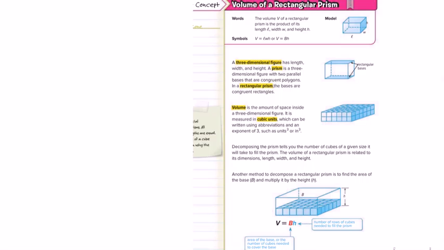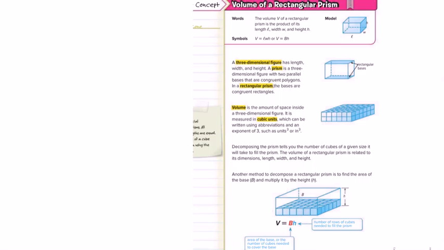Decomposing the prism tells you the number of cubes of a given size it will take to fill the prism. The volume of a rectangular prism is related to its dimensions, length, width, and height. So another method is to find the area of the base and multiply it by the height.